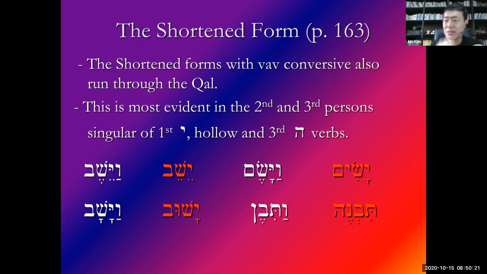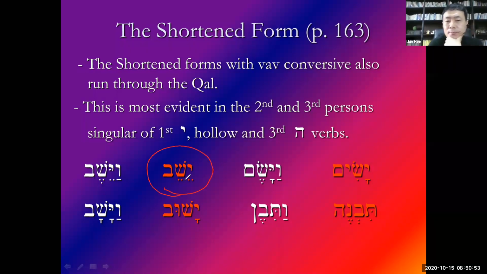But what this slide is telling us is this. This shortening is taking place not only for the Hebrew, but also for the ka. That's the point. So this is most evident in the second and third person singular of first yod verb, halo verb, and third he verbs. Okay, as an example, let's look at this.